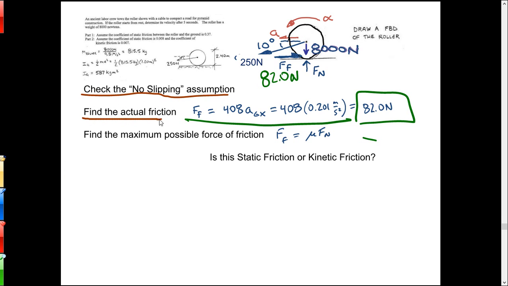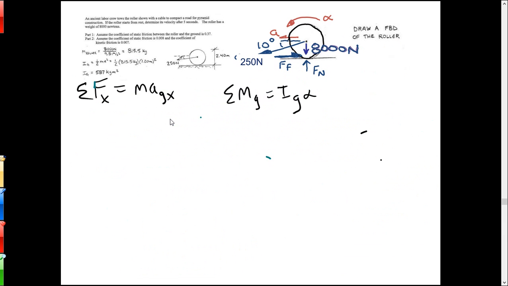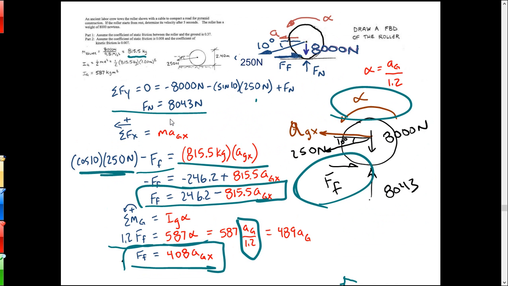So what we want to do is to find what the friction would actually be to make this system work. When we did this first analysis, and we did two different equations, sum of Fx is m a_gx and sum of M_G is I_G alpha, we got ourselves a nice easy relationship there between force of friction and a_gx. So the force of friction is 408 a_gx. That's what's going to be required to generate the right amount of friction so that there's a correlation between a and alpha.